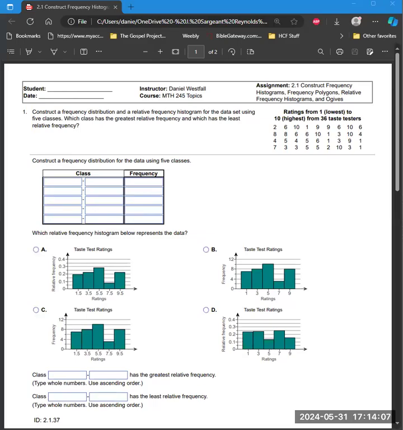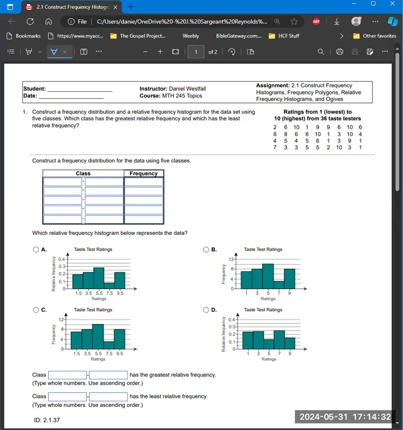In this video, we're going to construct frequency histograms and maybe a relative frequency histogram. We're not going to do frequency polygons or ogives in this video, though that's in this section.